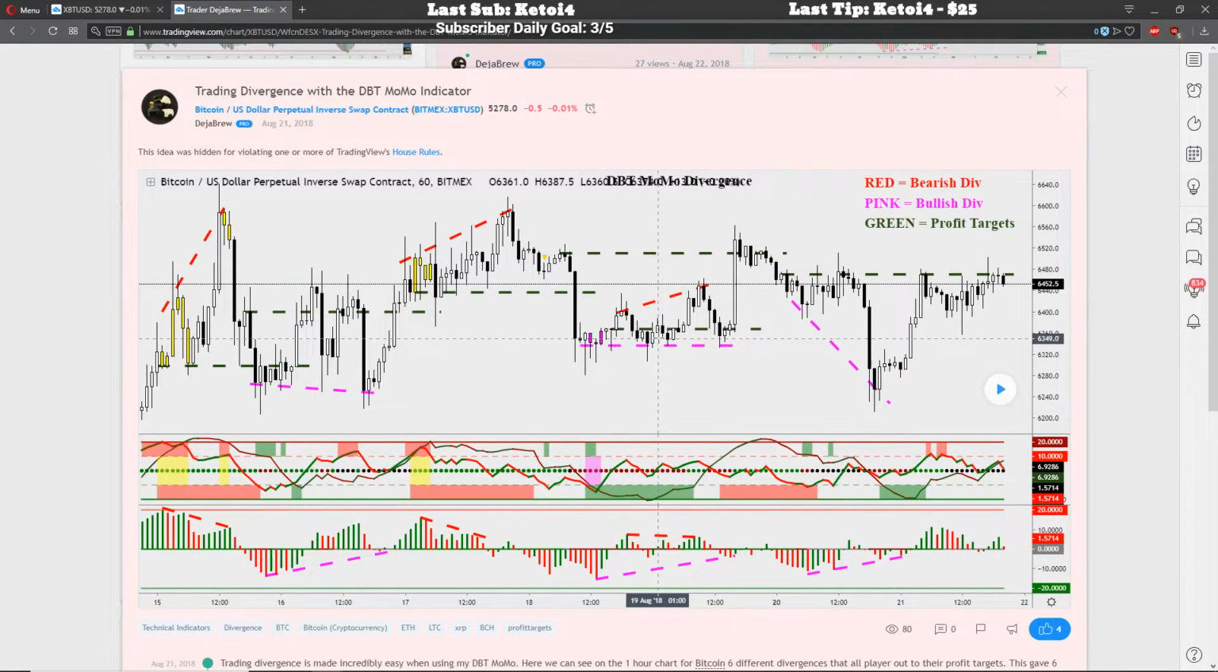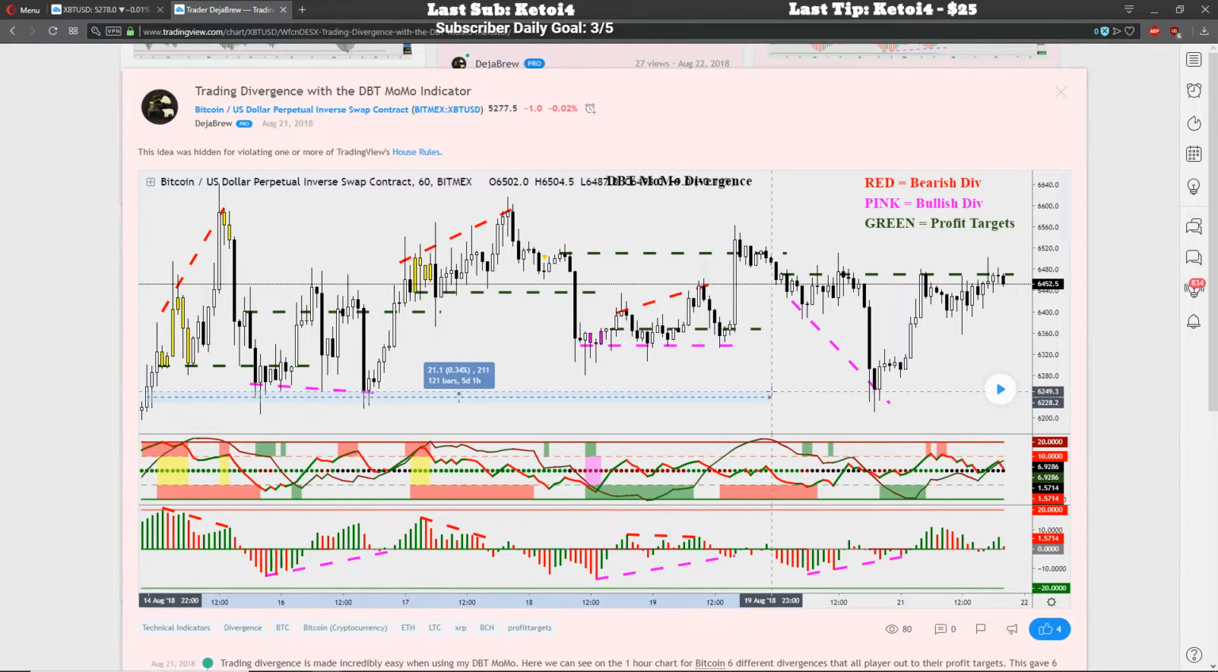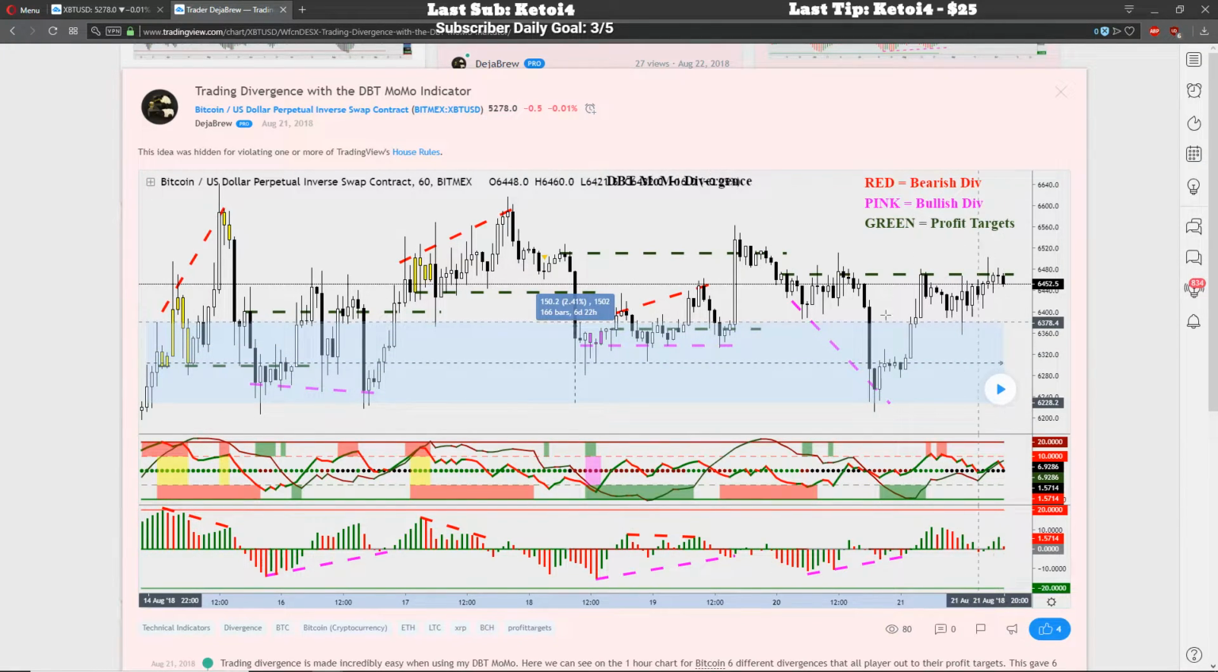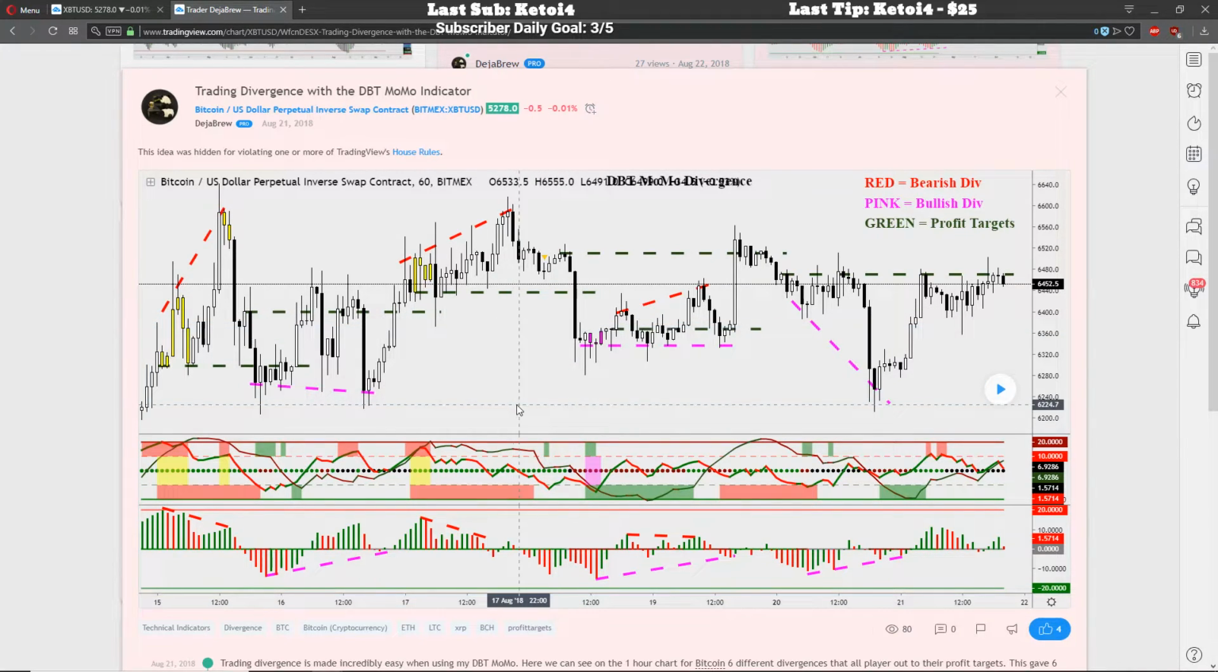This is how powerful it is at finding divergence. In this small little time frame, this is 6 days. In 6 days, it found every single divergence. You had a bear div here, failure. Bull div, move up. Bear div, failure. Bull div, move up. Bull div, move up.